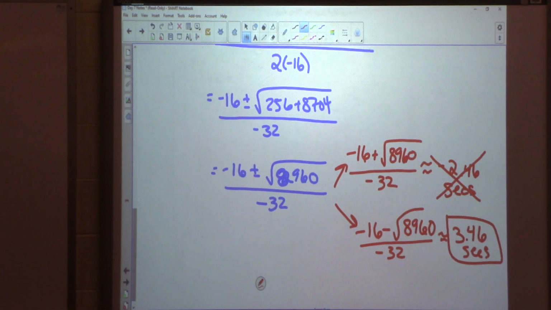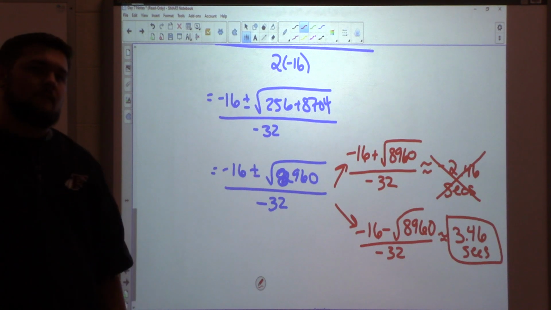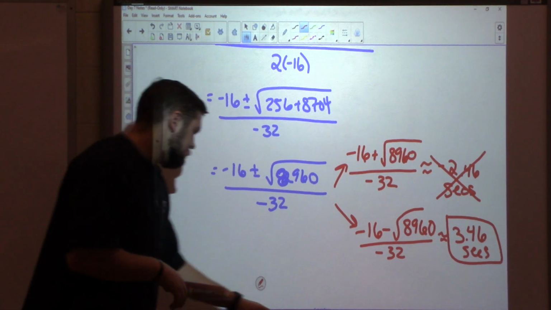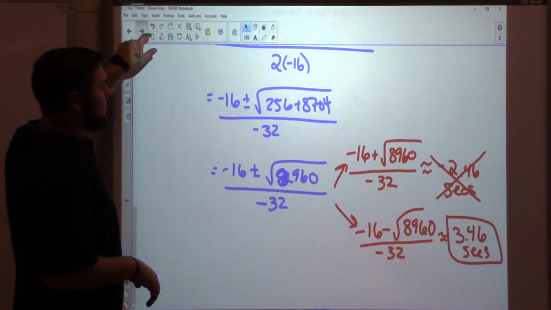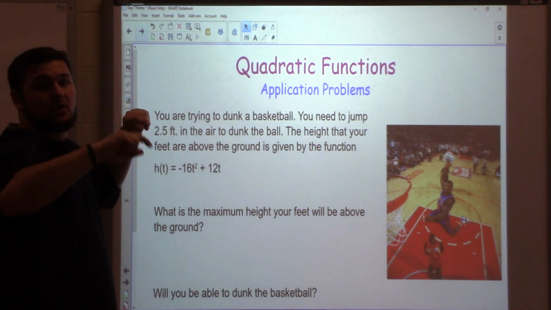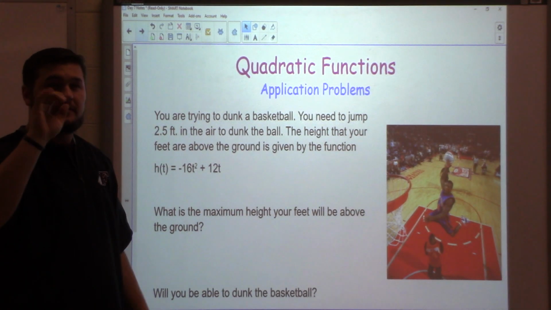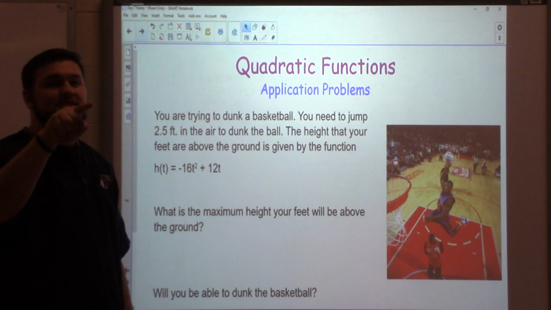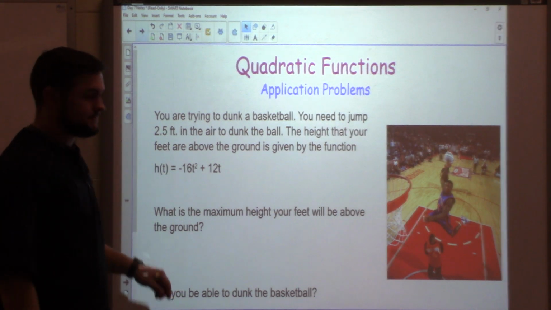What if there's one that's positive? So one has to be negative. But not necessarily. We'll see a problem where they're both positive in a little bit. We will come across that situation and that'll be okay. We'll talk about it.